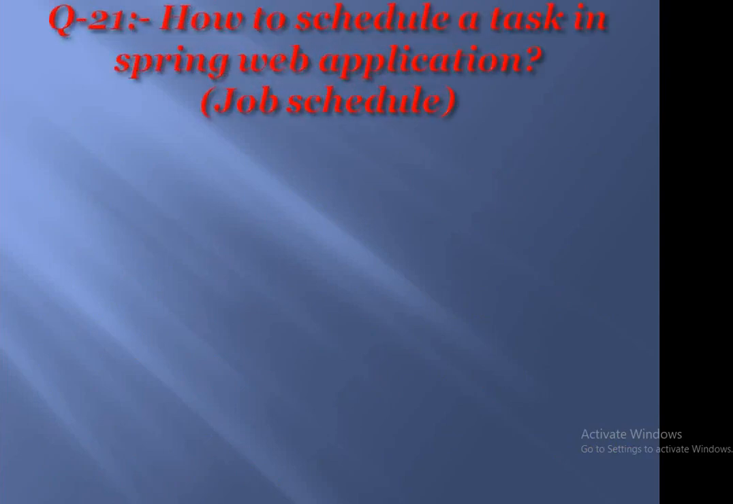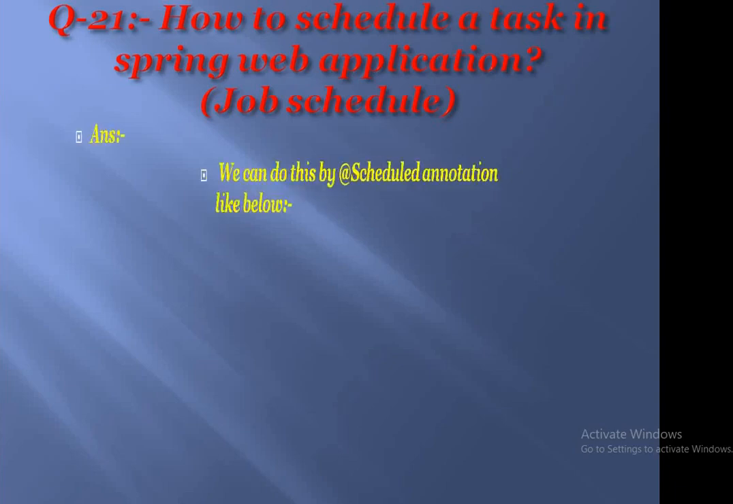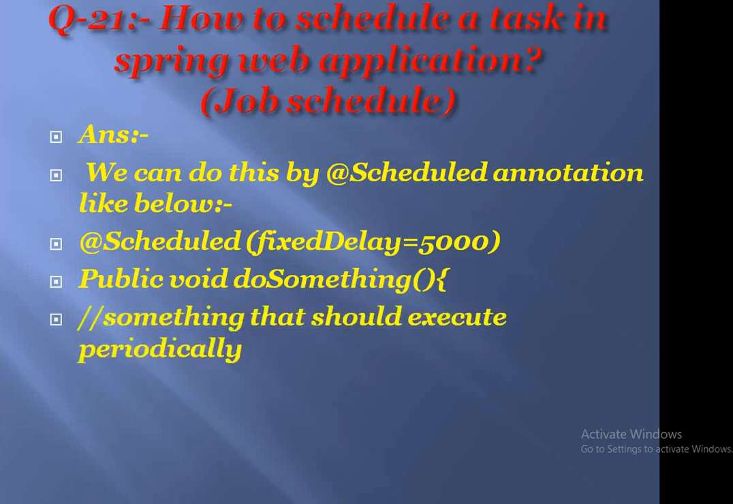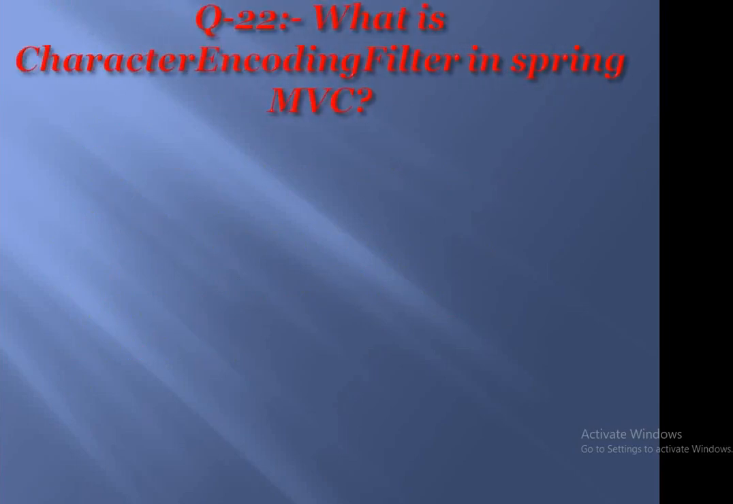How to schedule a task in a Spring web application? That is job scheduling. We can do this with the Scheduled annotation, as in the sample code: Scheduled with fixedDelay equal to 5000 milliseconds. That means after a delay of 5 seconds the job will continue executing, so the public void doSomething method will execute periodically every 5 seconds.